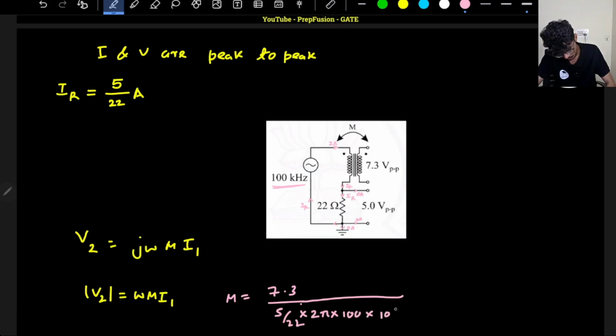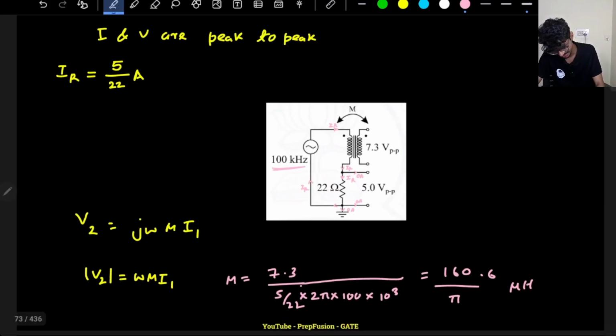Okay, so 10 cube. Now if I calculate the values here, 7.3 into 22, so this will be 160, and this, let me write in micro. So this is 10, so basically I have to divide by pi only. Divide by pi. If I divide by pi, value comes out to be 51.6. So I have just converted into micro henry. Okay, I hope this much you can do.